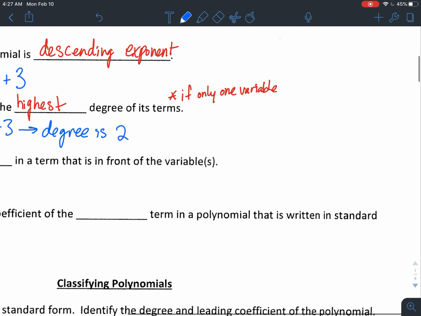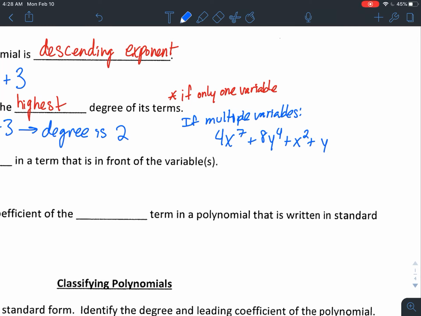Now that gets a little bit different if you have multiple variables. And this is not something we usually see moving forward, it's more so just with this section with identifying degree. If I have something that has multiple variables in it, so if I have something like 4x to the 7th power plus 8y to the 4th plus x squared plus y plus 3.